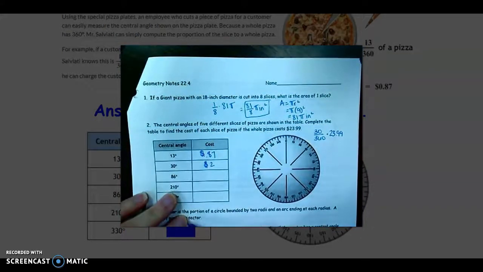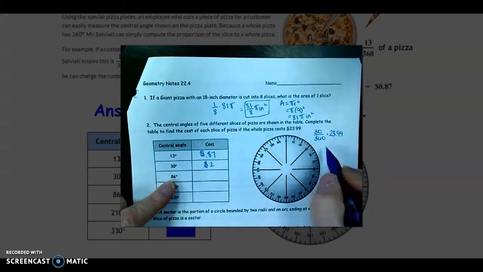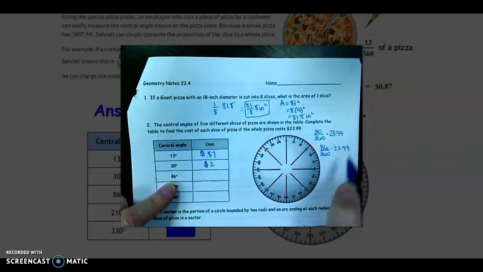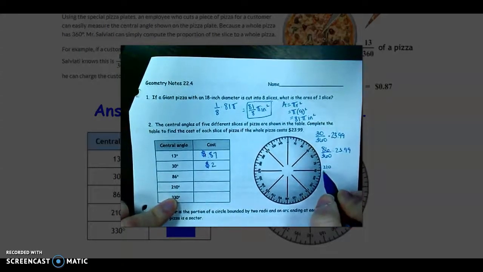So we're going to do that same thing for the remaining 3 central angles. We're simply going to write the fractional part over 360 and multiply by 2399. Our central angle is a fractional part of 360 times 2399.